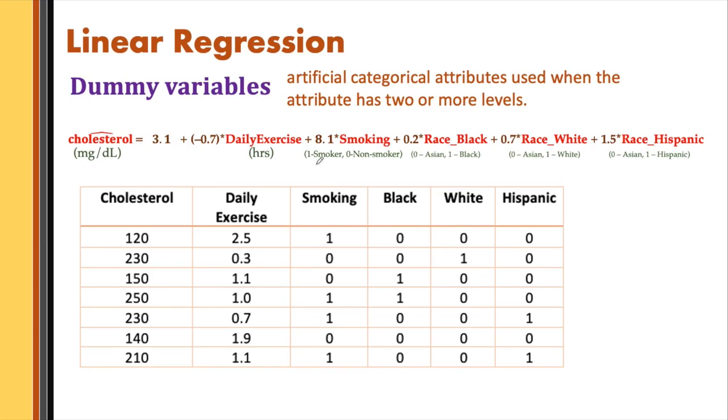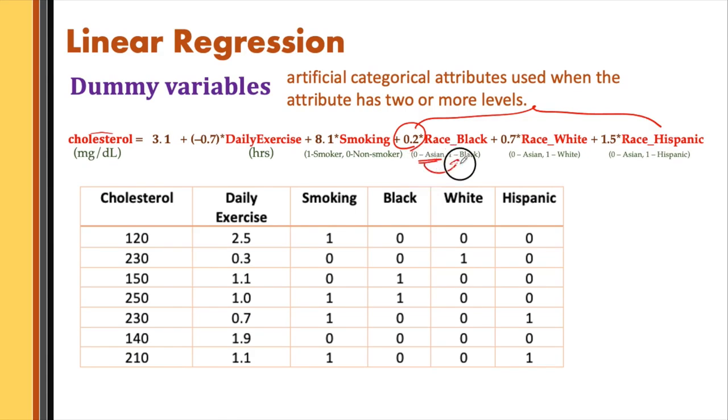How would you interpret smoking status, which is 8.1? From 0 to 1, comparing smoker and non-smoker, smokers have a cholesterol level which is 8.1 milligrams per deciliter higher as compared to non-smokers. Again, keeping any other attribute constant. Now, regarding these dummy variables, it's easier now to interpret. Take a look at this one. How would we interpret 0.2 in race black?